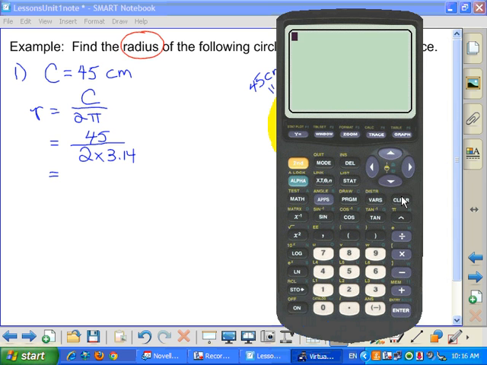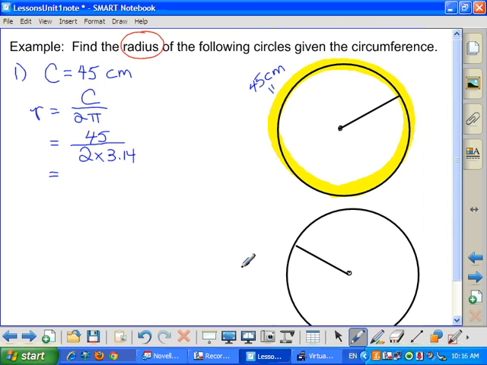I would do 45 divided by, and I want to divide by both the 2 and the pi, so I have to use my bracket button. So I need to use my bracket button to say that I'm dividing 45 by 2 times the 3.14. Okay, hit enter, and I get 7.2. So this is going to be 7.2.